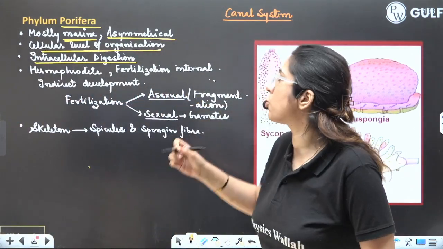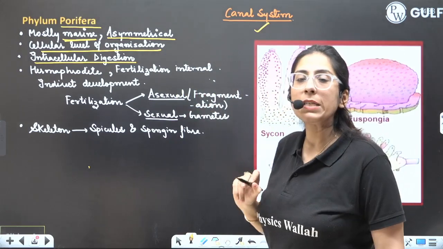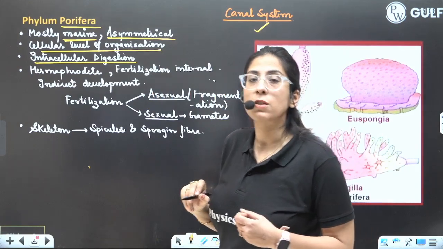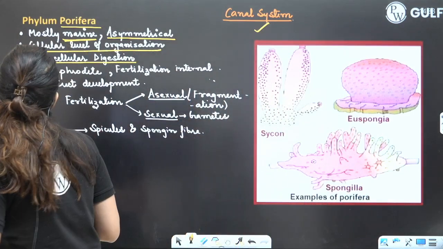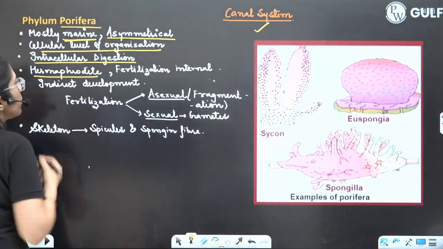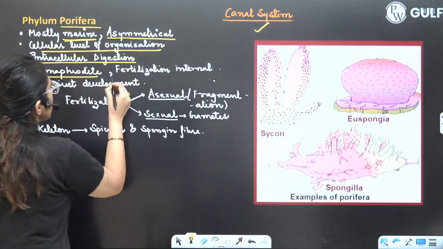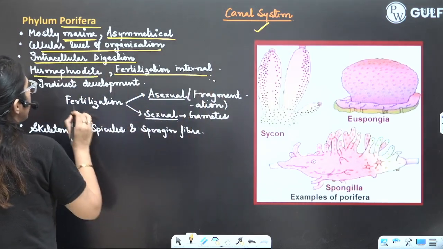These organisms show a canal system. The canal system helps in bringing in the food, removal of nitrogenous waste, and acts as a circulatory system, everything. They are hermaphrodite, which means both the sexes are present in the same individual. Next, fertilization is internal.